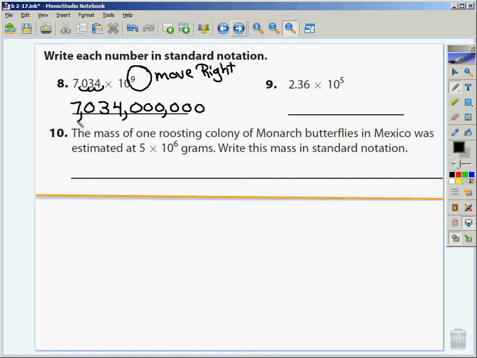On number 9, how many places am I going to move the decimal? 5. 2, 3, 6. How many places have I moved it so far? I've moved it 2. How many more places do I need to move it? 3.